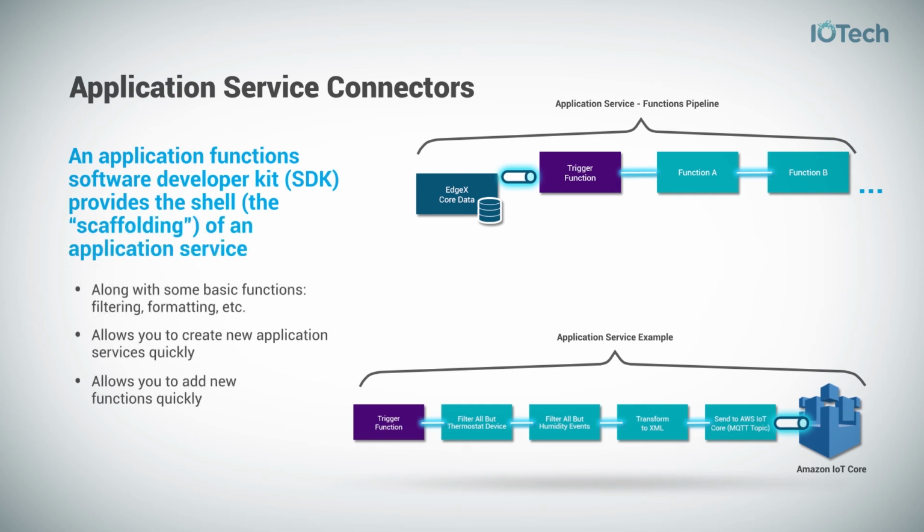An SDK is provided to create new application services, just as an SDK is provided to create southbound device services. The application services SDK contains a number of pre-built functions to use in your application service, but you can also create your own custom functions. The SDK provides general scaffolding code to make creating a new service easier and faster.